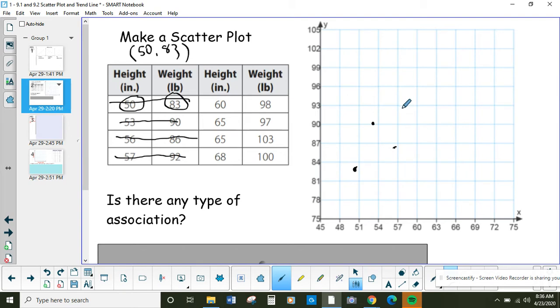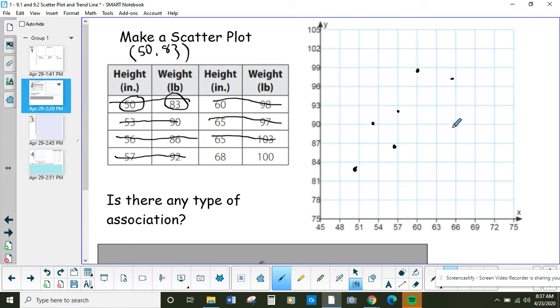57, 92. So as you can see, making a scatter plot, the only skill you're using there is just plotting points. That's all it is. So 60, 98, I go over 60 up to 98, make a point right there. 65, 97, I'd go over 65, about as close as I can get, up to 97, which would be around there-ish. Okay. I'm trying to make nice dots here for you guys, but as you know, I'm not real great with this tablet. And then we got 65, 103.